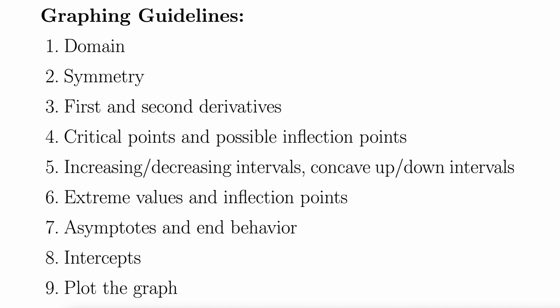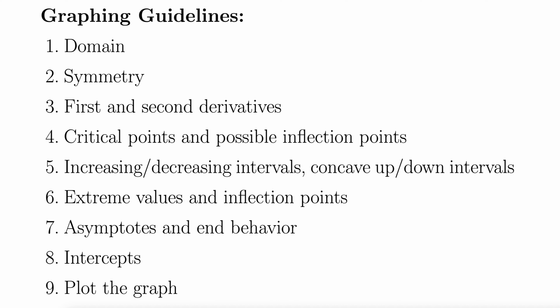We start with finding the domain of the function so we know what x values we're looking to graph over. Then we can take a look at symmetry, and honestly these don't have to be done necessarily in this order, though some things do need to be in order. But symmetry could really be done anywhere. The big deal is first and second derivatives, because from there we can use those to find the critical points and possible inflection points. So those are steps 3 and 4.